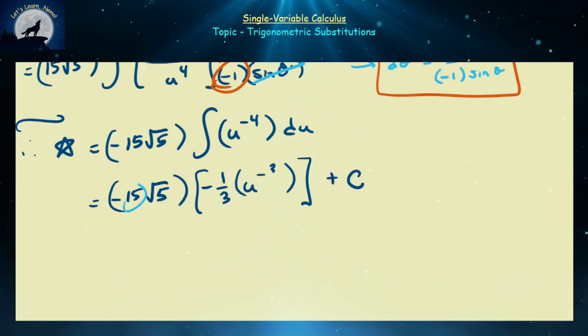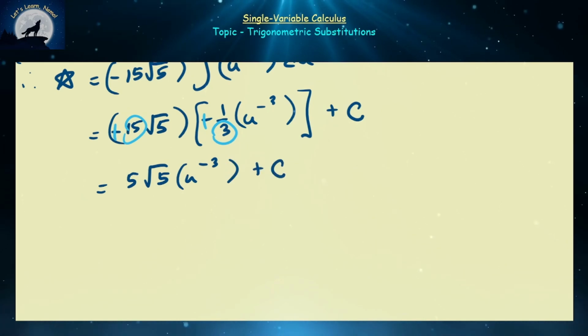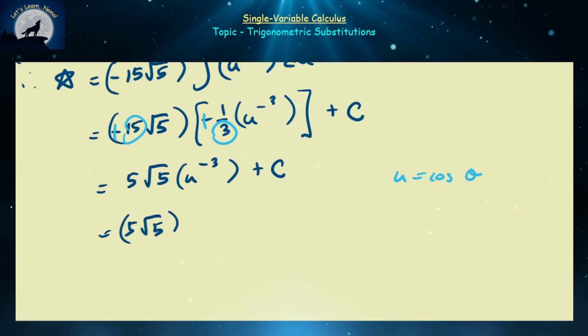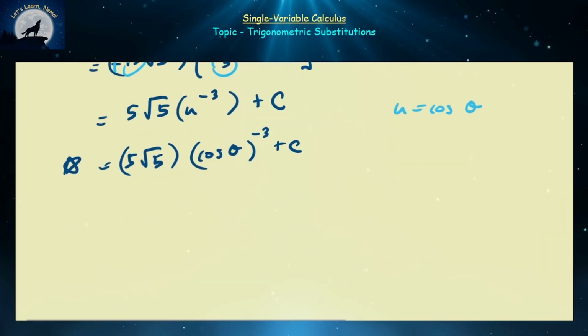Now we can simplify this because 3 definitely goes into 15 evenly. And we also have a double negative that's going to turn into a positive as well. So what we have here is our integral is going to be 5 square roots of 5 times u to the power of minus 3 plus c. And now we need to reverse engineer all of our substitutions. So keep in mind that u was equal to the cosine of theta. So that means this is going to be equal to 5 times the square root of 5 times the cosine of theta to the power of minus 3 plus c. So that's one way to represent it.